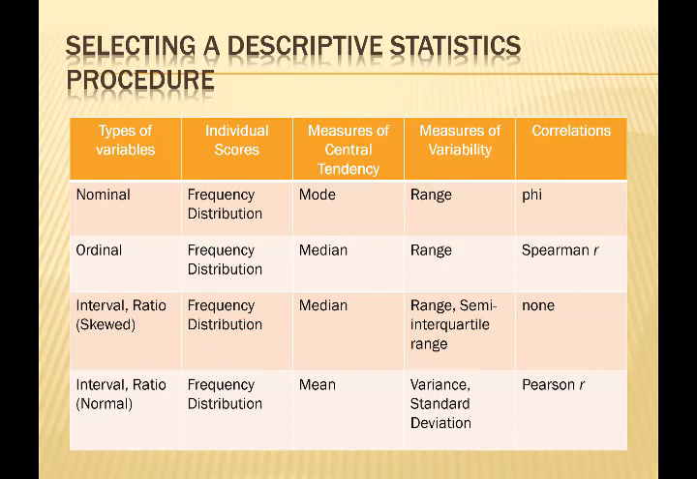According to this table, we see that there are three different ways that we measure variability. There's the range, that's used for nominal, ordinal, and sometimes interval and ratio data that's skewed, or semi-interquartile range as a measure of variability for skewed data, and then finally variance or standard deviation for normally distributed numerical data.